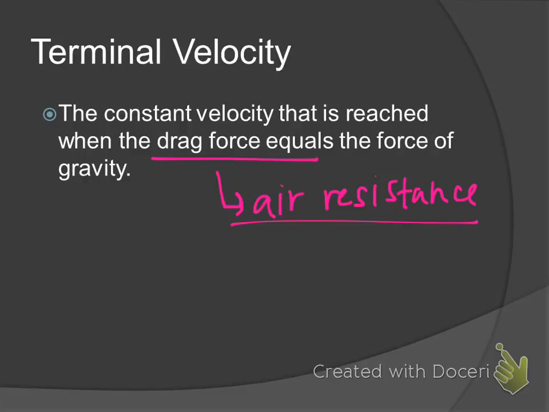So what direction do you think the drag force normally goes? Right? As something is falling through the air, gravity is pulling it down, and air resistance is slowing it down, right? It's pushing back up. So that means the drag force or the air resistance force will usually be going in the upward direction.